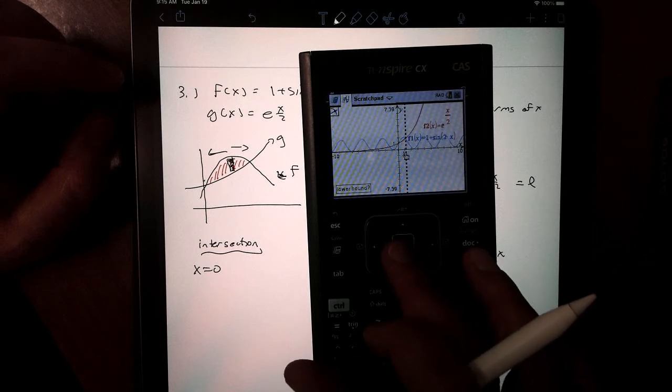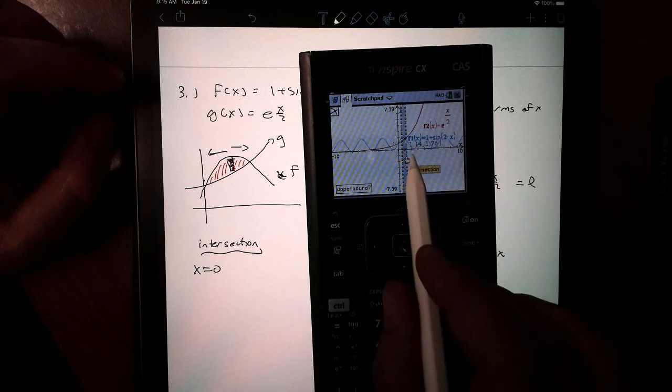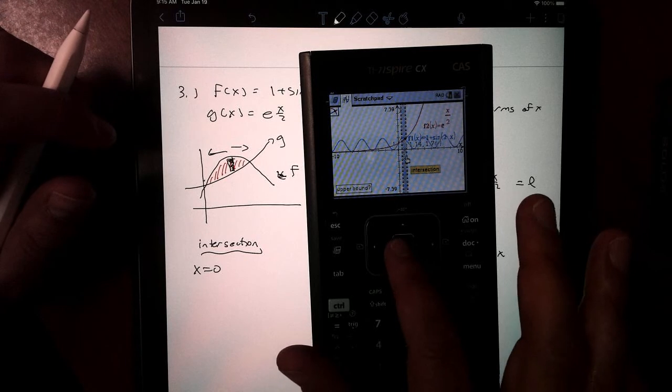Hit enter here, lower bound, upper bound. Who's the bound in the middle? And it looks to be about 1.24. And a student taught me a neat little trick.